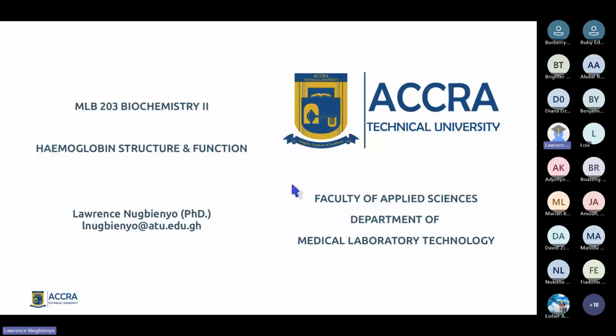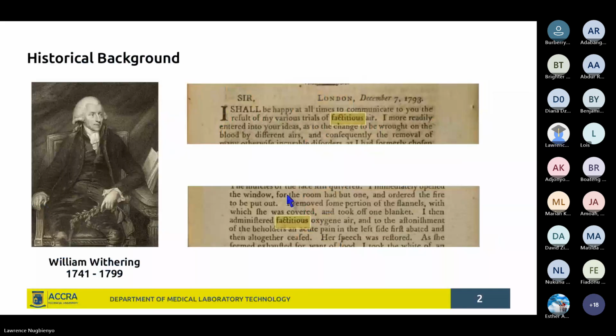Today we are continuing with the structure and function of hemoglobin. So a bit of historical background. Blood has been known to carry oxygen over a long time. I mean, since say the 18th century. That is like say 1793 thereabouts.